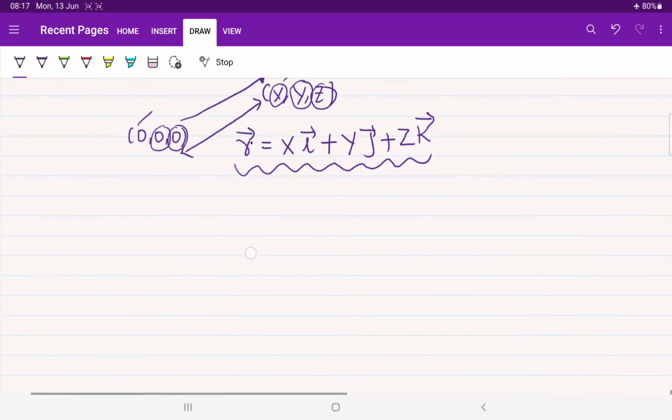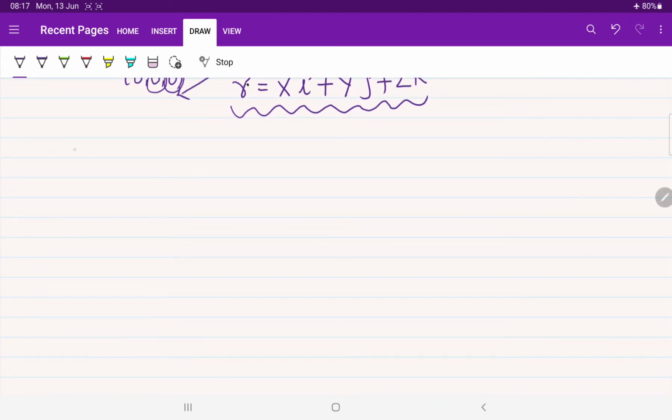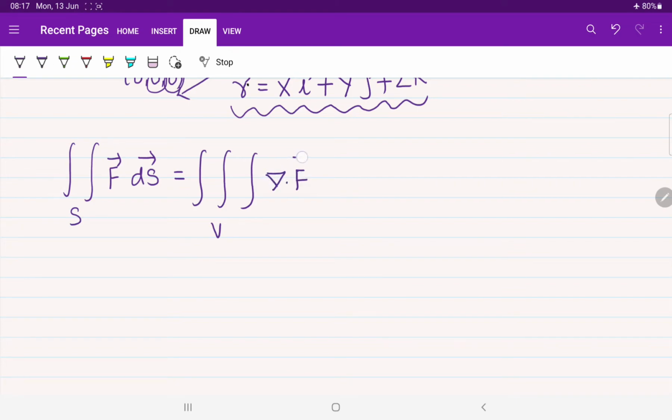Let us see. Let me write. Yes, one more theorem will help us convert a double integration into a triple integration. Suppose you have a vector field and you are integrating with respect to surface; you can transform it into a volume integral, that is, triple integration. When converting to a volume integral, F will be converted into divergence of F, which is very important, and then you put the volume integral dV. Here S stands for surface, V stands for volume, and F is our vector field.